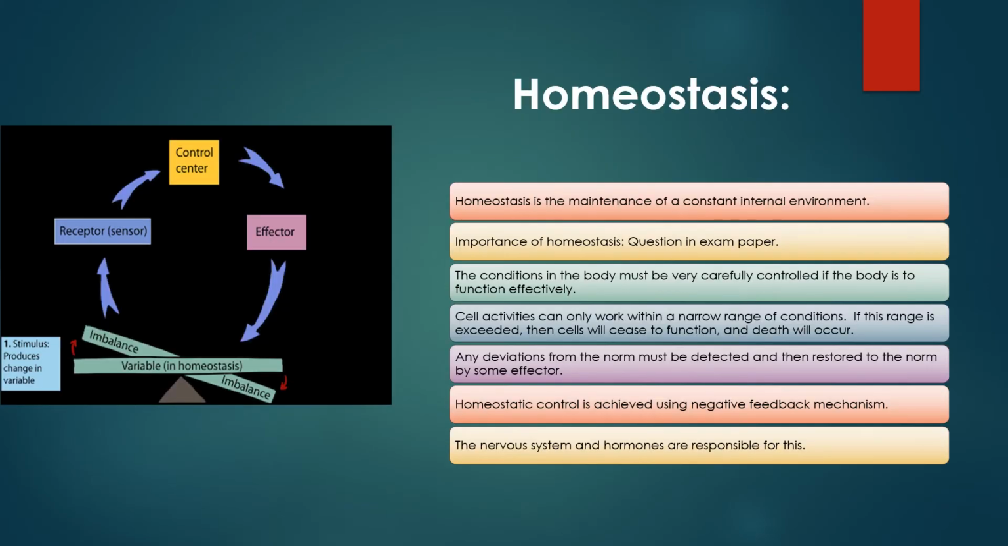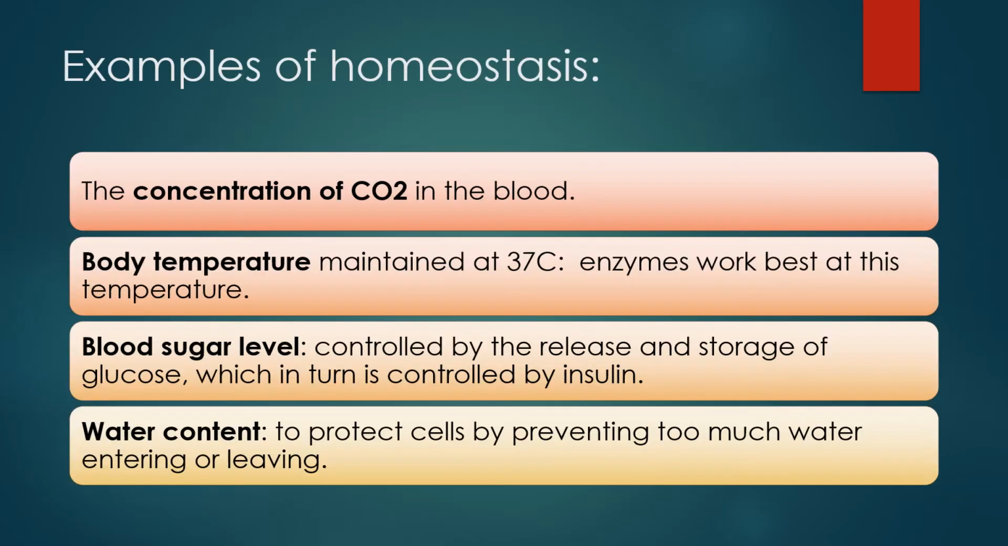Really make sure that you have revised and know that homeostasis is the maintenance of a constant internal environment. So we have looked at homeostasis in quite a bit of depth. So if you need to stop this and have a little look at the key points, please do. Quick examples of homeostasis are the concentration of carbon dioxide in the blood, our body temperature, blood sugar levels, and our water content. They all need to be constant to avoid us suffering the side effects of it.